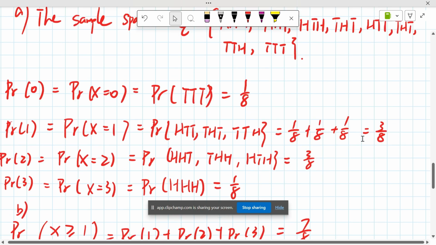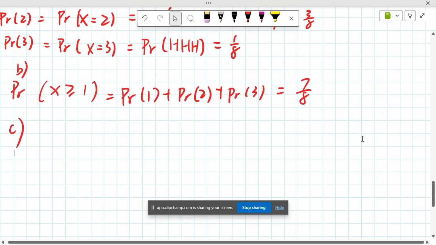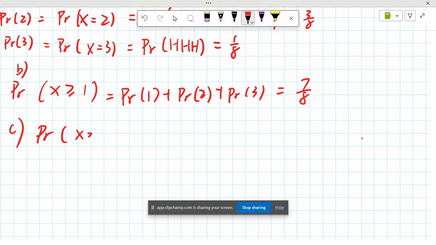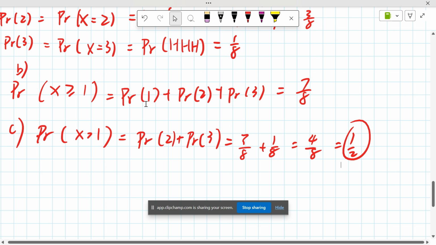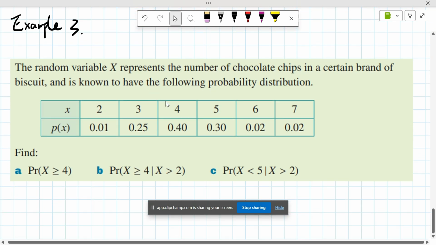Find the probability more than 1 head below. Okay, so which is probability of x greater than 1. That's probability of 2 plus probability of 3. That equal to 3 over 8 plus 1 over 8 equal to 4 over 8 equal to half. Yep, perfect. That's the question we've been asking for to do it.